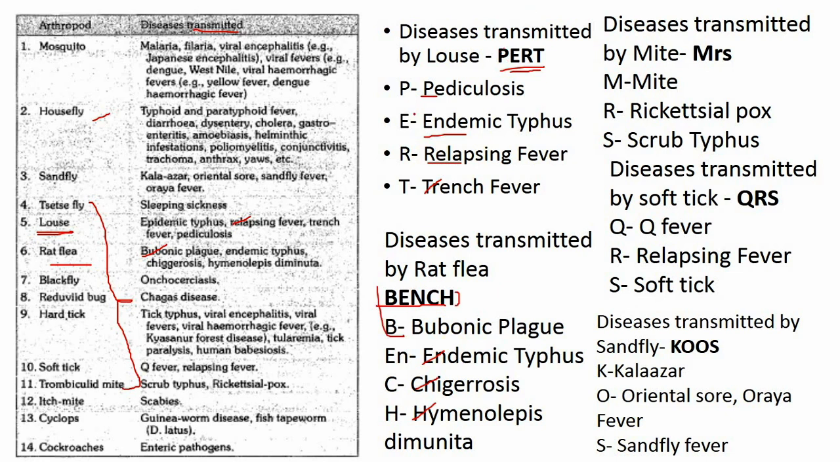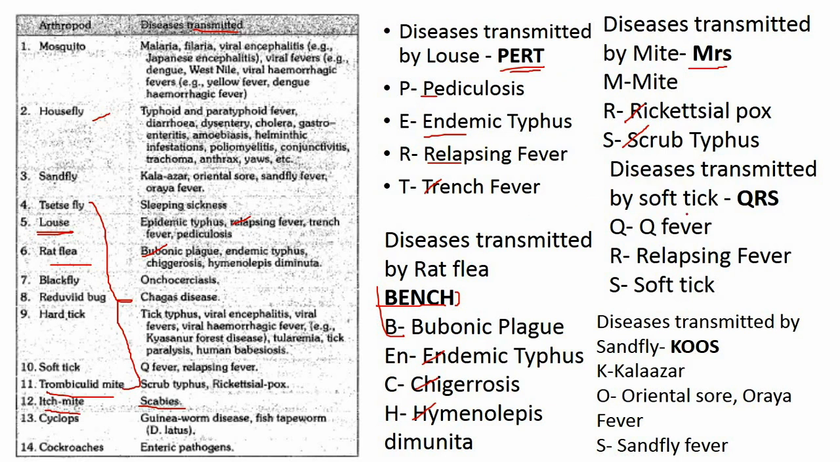Next we are moving to mite. Itch mite causes scabies, that is a known fact. The other mite is the trombiculid mite. We have to remember it as MRS. M stands for mite, R stands for rickettsialpox, S stands for scrub typhus. MRS: M stands for mite, that is the trombiculid mite, not your itch mite. Itch mite causes scabies, that you can remember clearly.